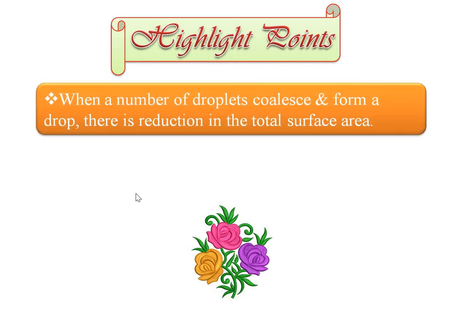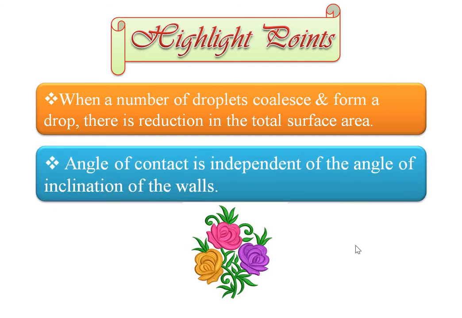When a number of droplets coalesce and form a single drop, there is a reduction in the total surface area. Remember, when a number of droplets coalesce and form a single drop, there is a reduction in the total surface area. And the next highlight point of today's lecture: the angle of contact is independent of the angle of inclination of the walls. So these are the two highlight points of today's lecture.